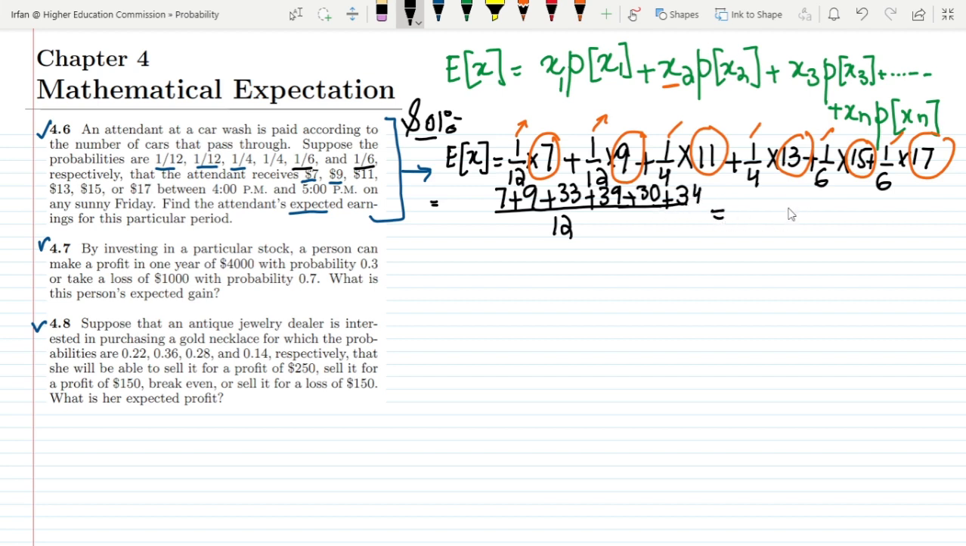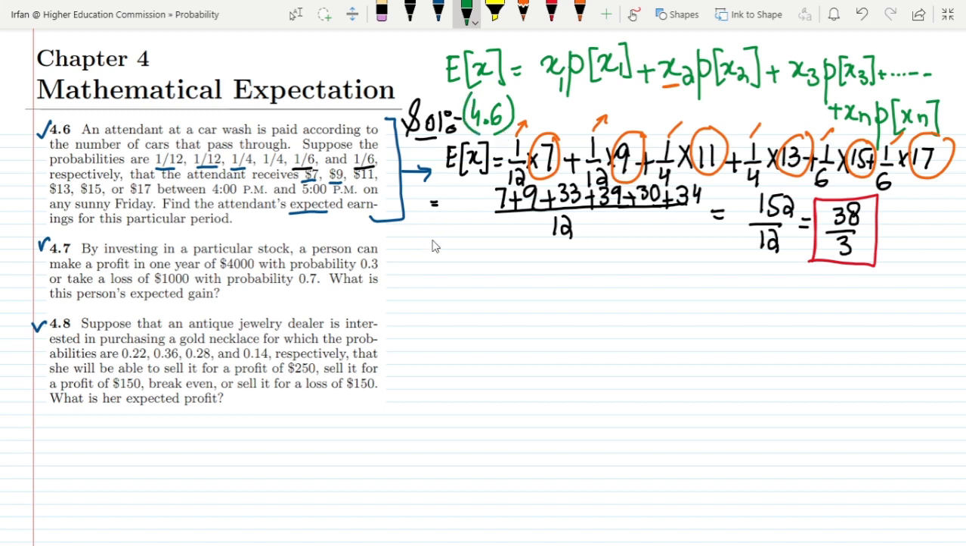So now writing them here, I will get 152 divided by 12, and ultimately we will get 38 divided by 3, which is the answer of question 4.6. Okay, and that is the expected value it has. So this was question 4.6.